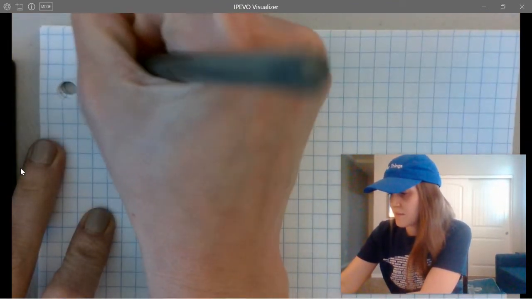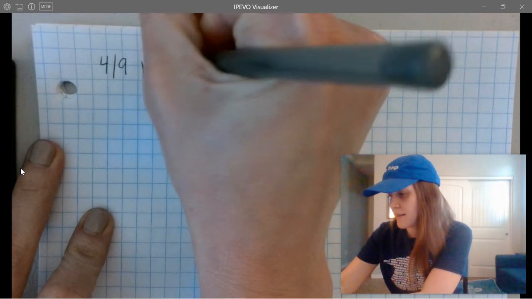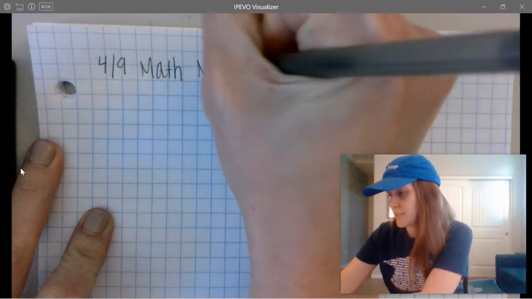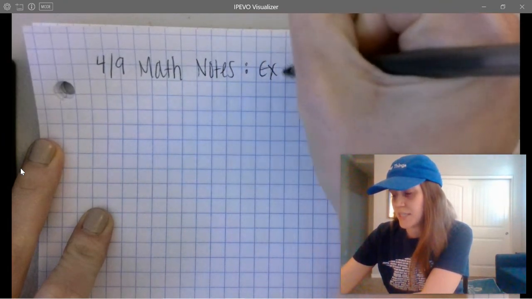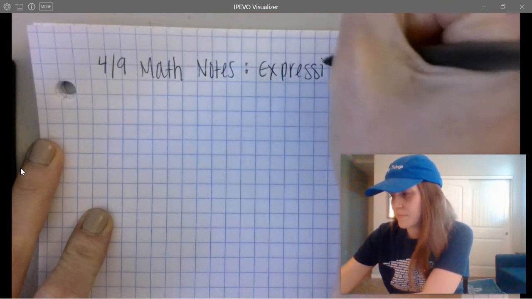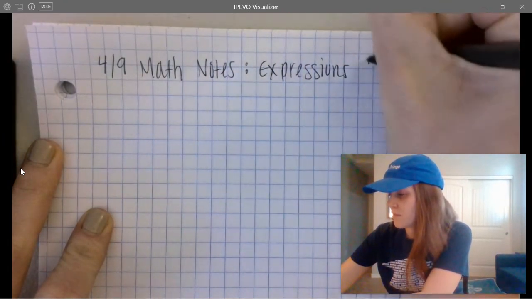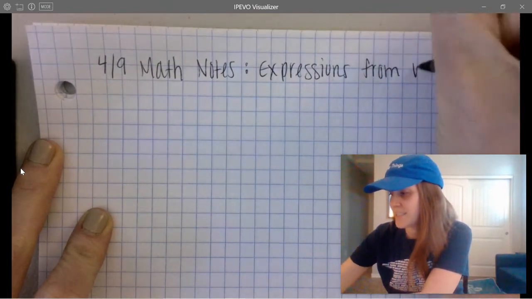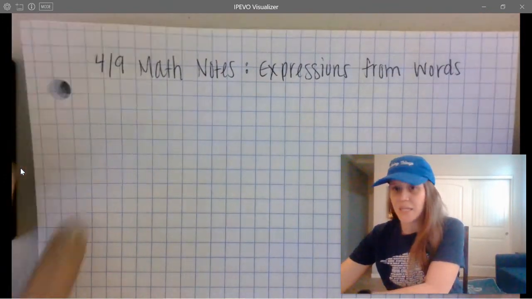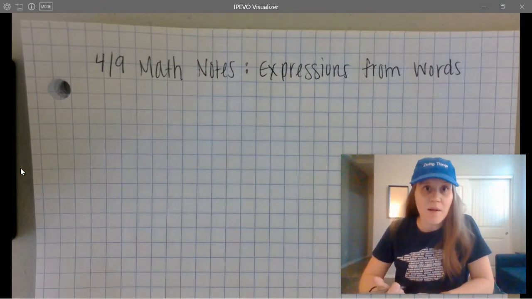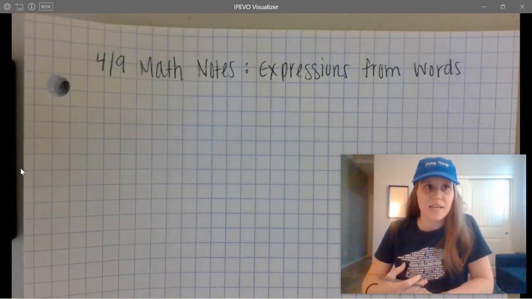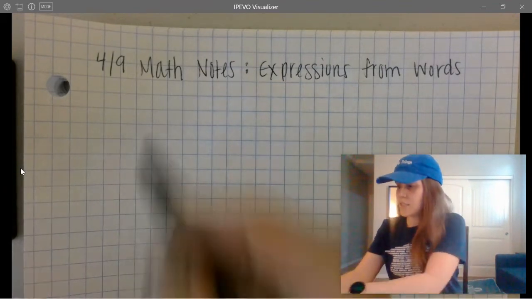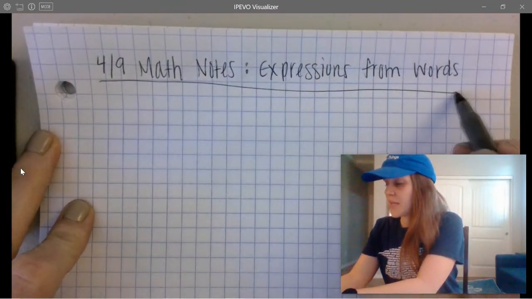This will be 4-9 math notes. What we are working on today is expressions from words. So we're looking at things like word problems or phrases, and we are writing and interpreting expressions from those words. So that's our goal today.